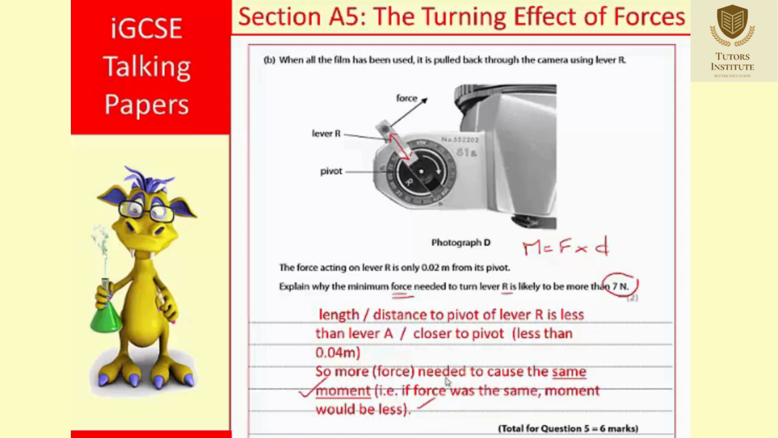So what happens here is, in order to keep the moment the same, I'll put equals there. If the distance goes down, which it is, from 0.04 to 0.02, to keep the moment the same, if this one goes down, the force must go up. So there we've shown it's more than 7 newtons. Just read through that again so you understand why that is, but it's pretty straightforward.